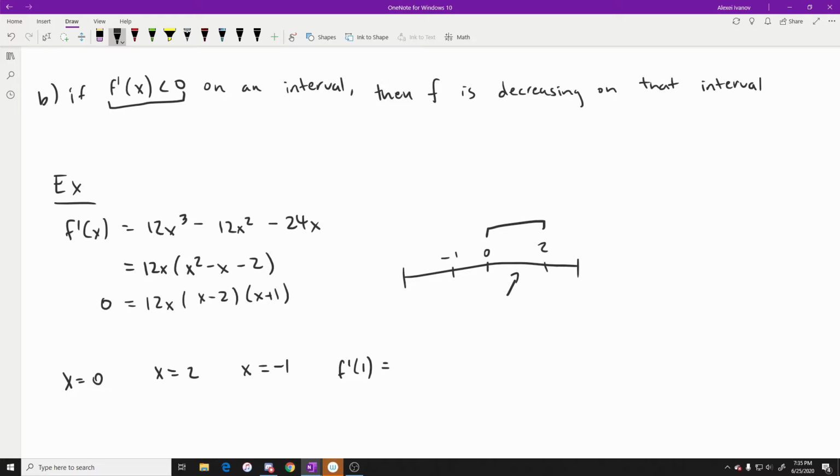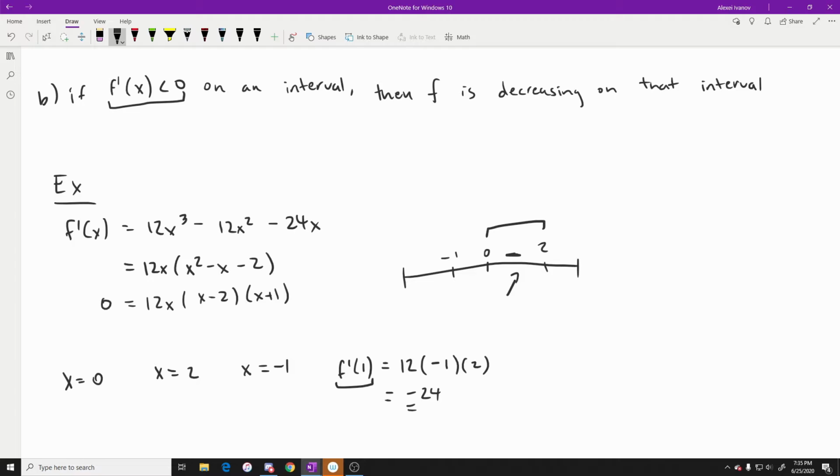So if we plug in 1 right now, we're going to get 12 times minus 1 times 2. So this right here is going to be minus 24. But we don't really need to compute all this. We just need to make sure that it's negative or positive. So because the derivative function gave us a negative value, that means that the slope on that interval is decreasing. So we can say that the function here is decreasing.